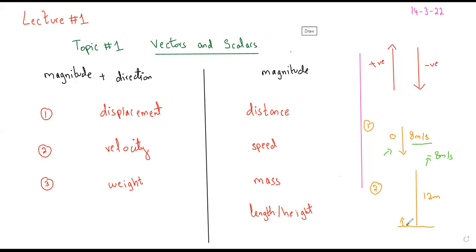So basically, this was the stone. इसको हमने ऊपर की तरफ फेंका है, इसने 12 meters का distance cover किया है. What would be this distance as a vector? It would be displacement. And how are we going to define the direction? This direction? Yes, Subhan?